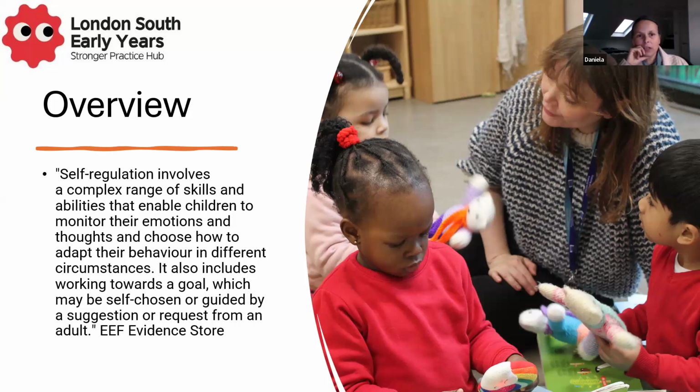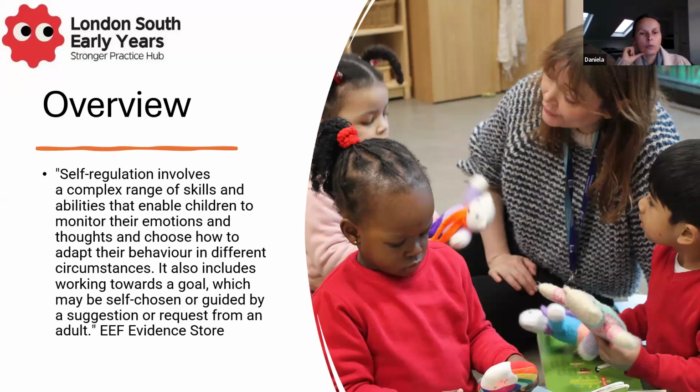The self-regulation involves a complex range of skills and abilities that enable children to monitor their emotions, thoughts, and choose how to adapt their behaviour in different circumstances. So this is about children being able to attend to, being able to hold information in mind, being able to notice what is happening inside, so that you can see there's a lot of crossover with the personal, social, and emotional development of children as well. And well worth looking at the evidence store for PSED as well, because there's so much crossover.